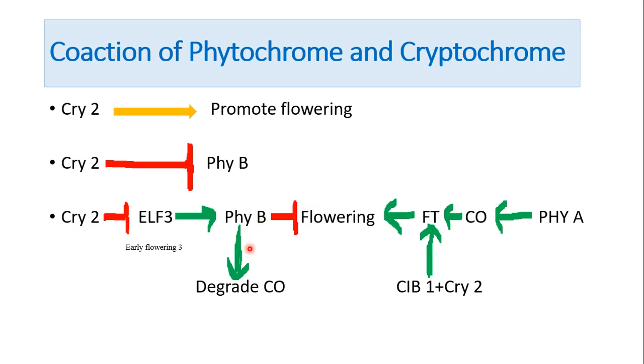How is that? Phytochrome B will degrade constans mRNA. This constans mRNA is degraded. So phytochrome B will inhibit flowering. Actually, cryptochrome 2 will inhibit phytochrome B. How? They will inhibit ELF3, which is needed for the synthesis of phytochrome B. That is the concept. So this is very important. CSIR questions are asked based on this.